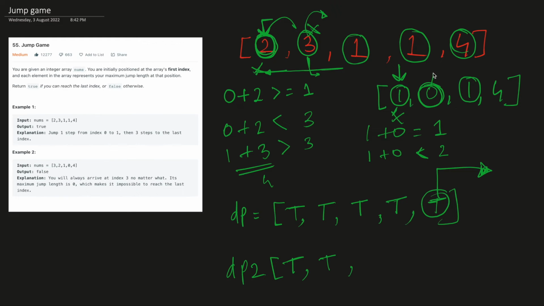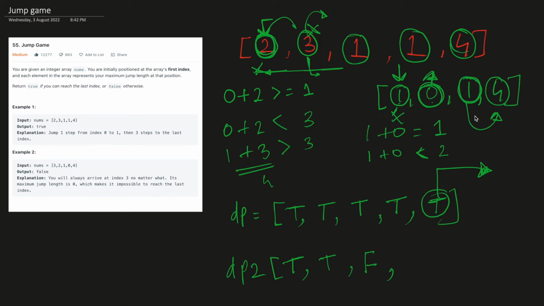Now we will check from 0. But we cannot jump from 0 anywhere. So that means this index is unreachable, so we will mark this as false. Now let's move ahead. 4. Can we reach 4 from 1? No. From here? No. But we could reach 4 from here.